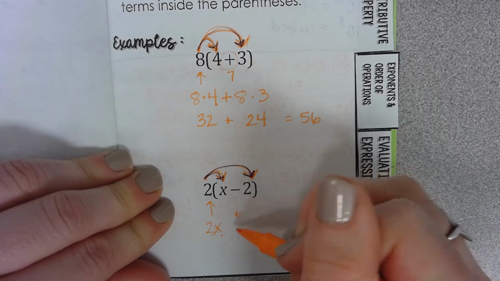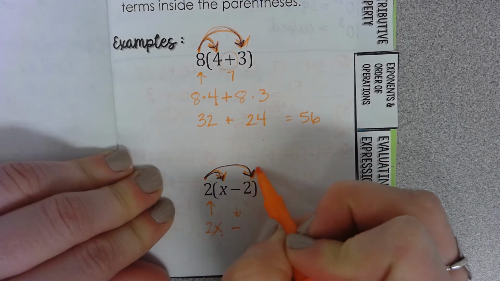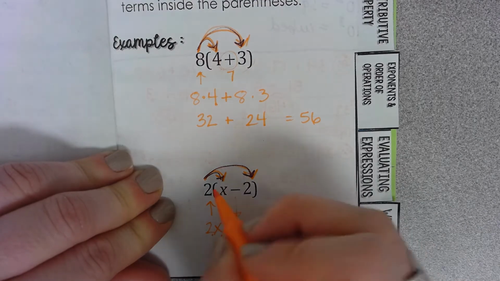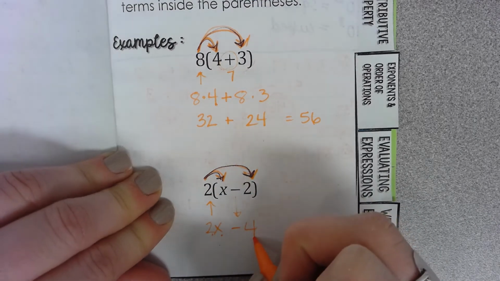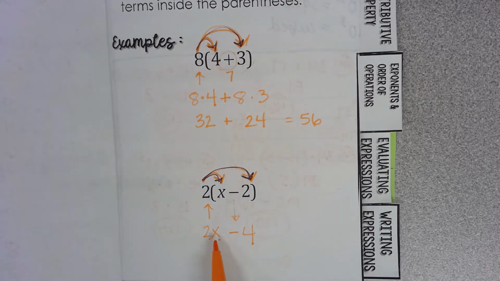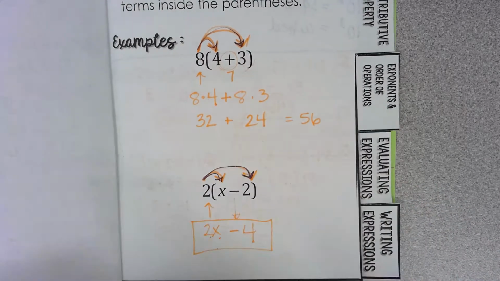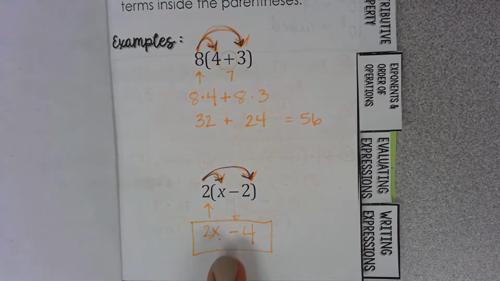My sign transfers down, and then I multiply my outside number by my second inside number, which is 2 times 2, and I get 4. And now I've created an expression that if I knew what x was, I can plug that value in and I could solve using order of operations here. This would be my answer or my expression using the distributive property to simplify this guy up here.